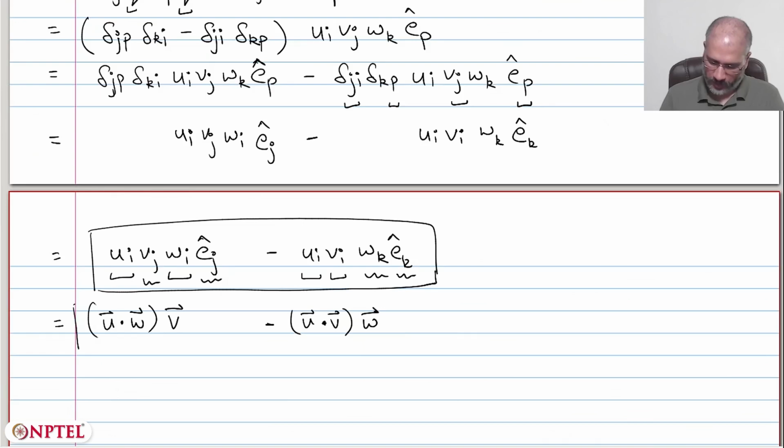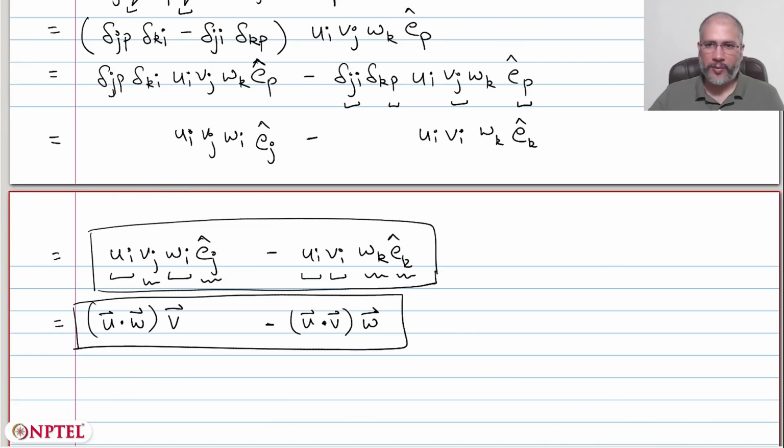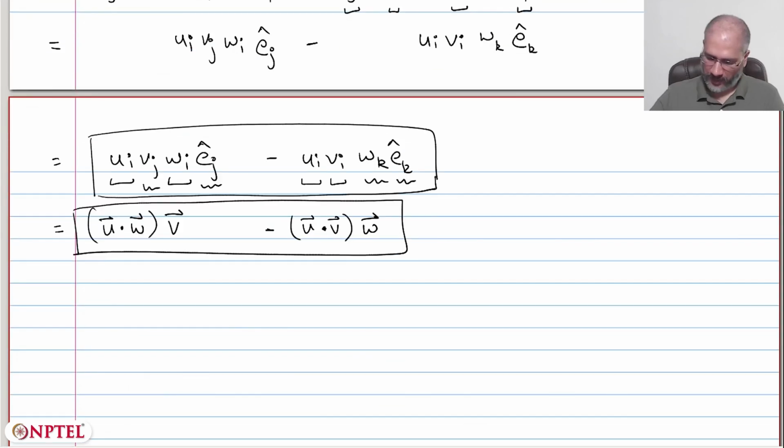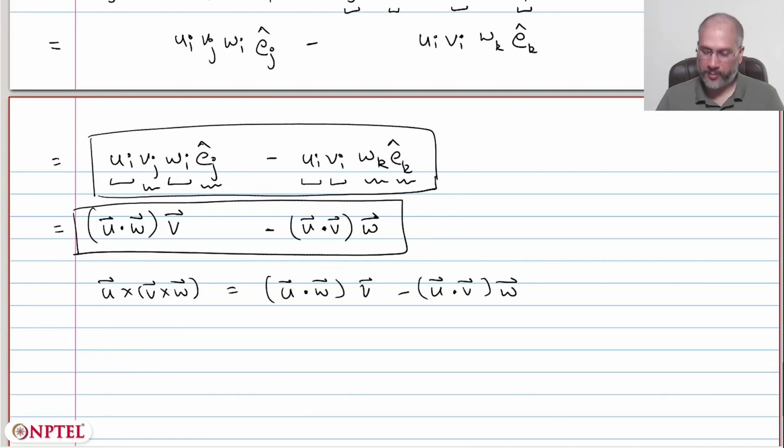So this will also be boxed. So what have we shown here? We have shown the identity that the vector triple cross product, that is u cross v cross w, can be written as u dot w times v minus u dot v times w.